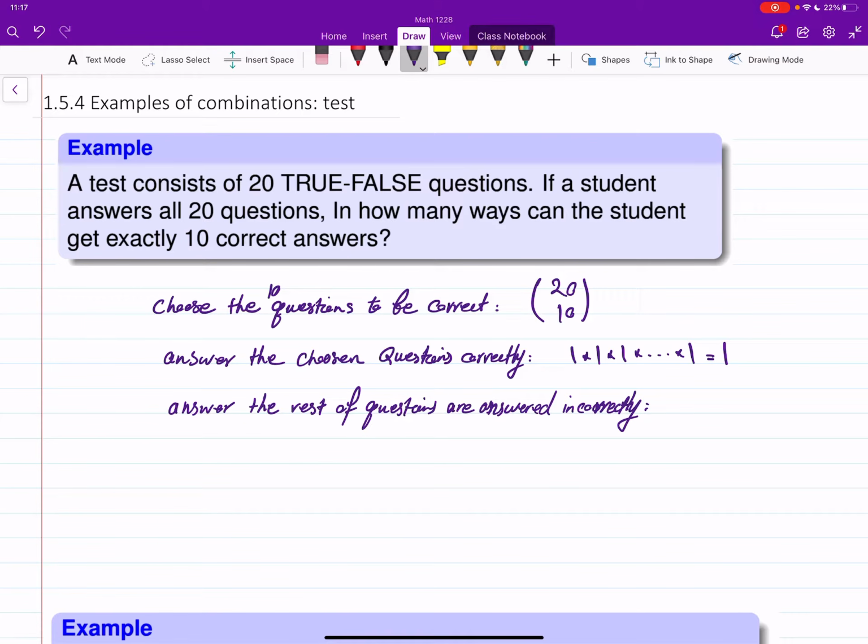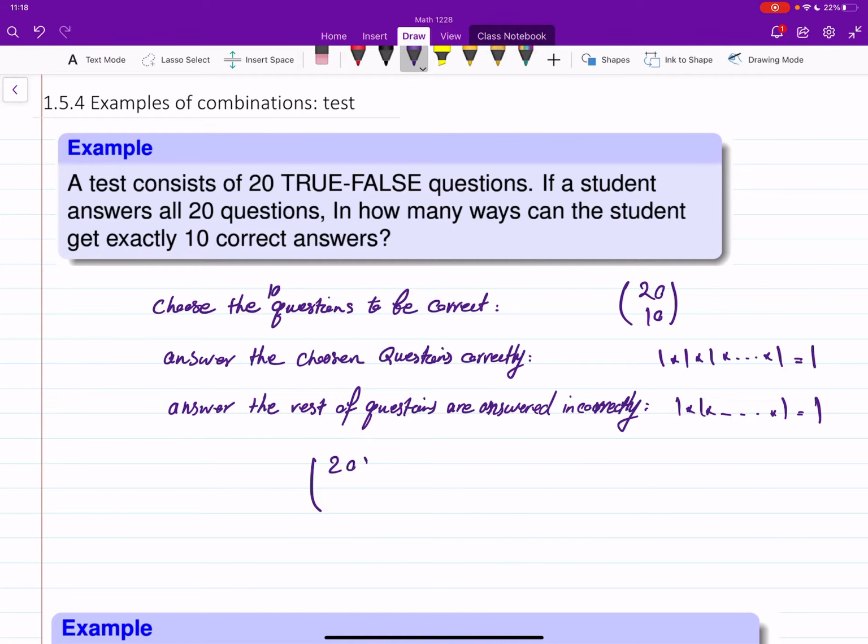Okay, so here the questions are true false. One of the options is correct, the other one is incorrect, yes? So there is no choice. For the remaining ones, we have to choose the wrong answer. There's only one wrong answer. So you do 10 times multiply 1 to itself and you get 1. So now you multiply these things, because by doing that we are done. That is 20 choose 10, the number of ways we can get exactly 10 questions correct.